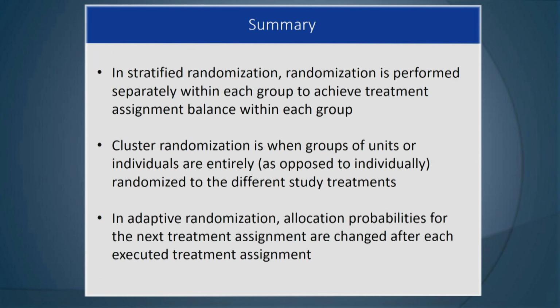In summary, stratified randomization is performed separately within each group to achieve treatment assignment balance within each group. Cluster randomization is when groups of units or individuals are entirely, as opposed to individually, randomized to the different study treatments. And in adaptive randomization, allocation probabilities for the next treatment assignment are changed after each executed treatment assignment.